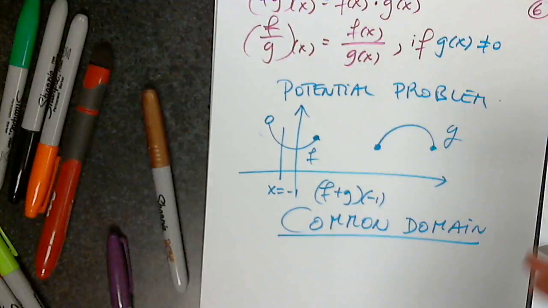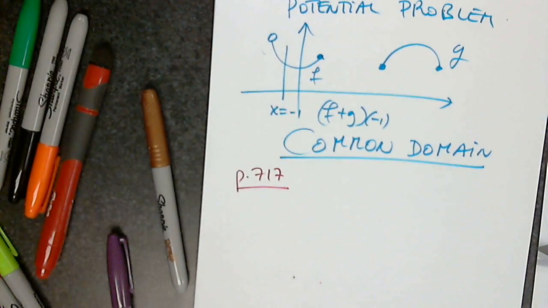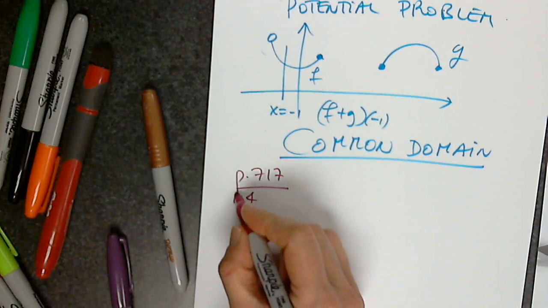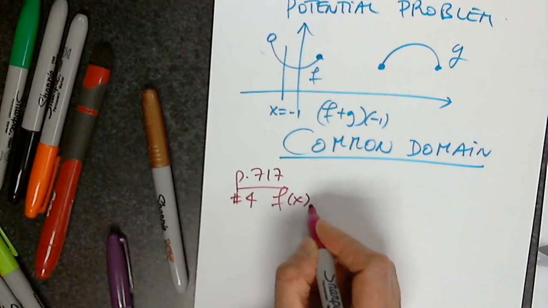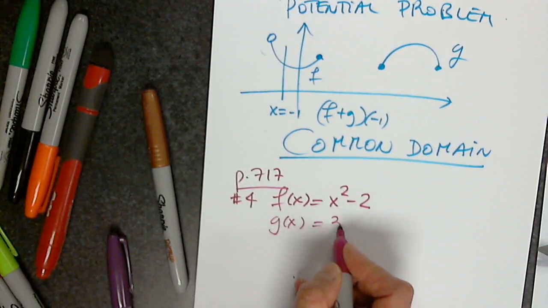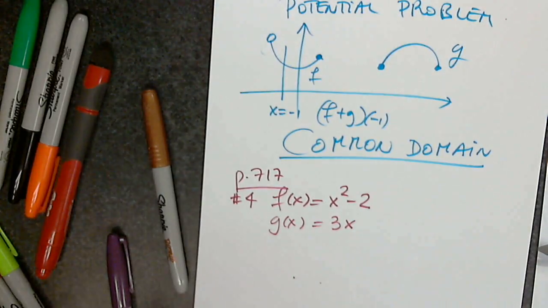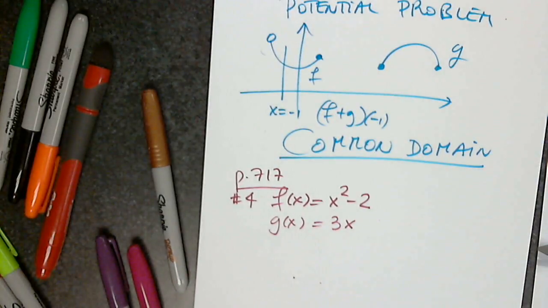On page 717, let's say we start with problem 4, where we are given f of x equals x squared minus 2, and we are given g of x equals 3x. And we are asked to find all four functions, the sum, difference, product, and ratio, and their domain.